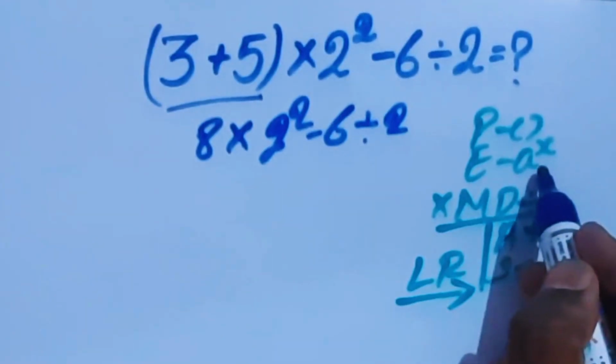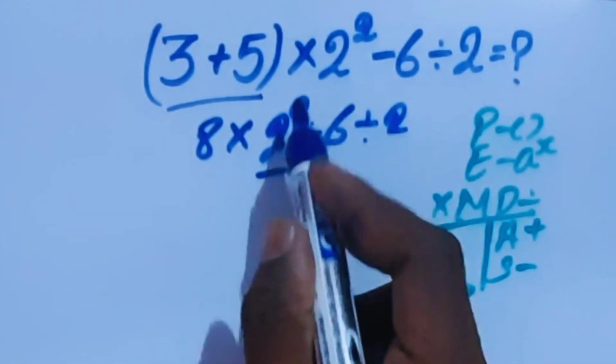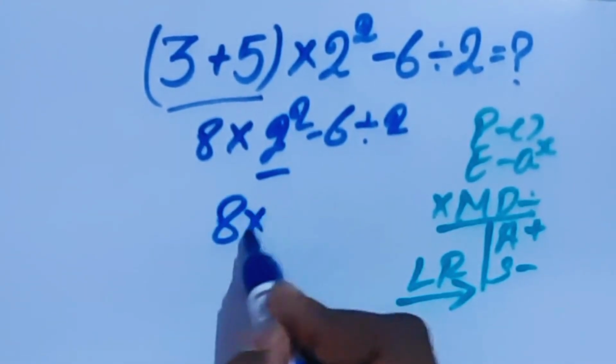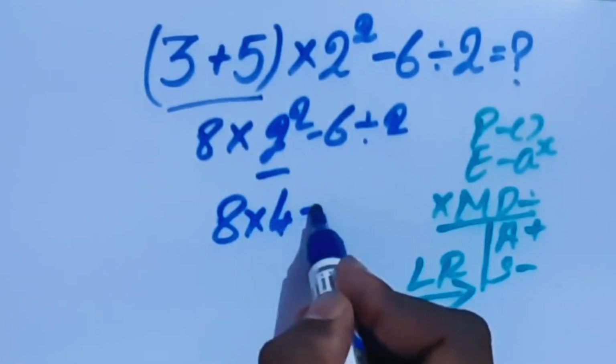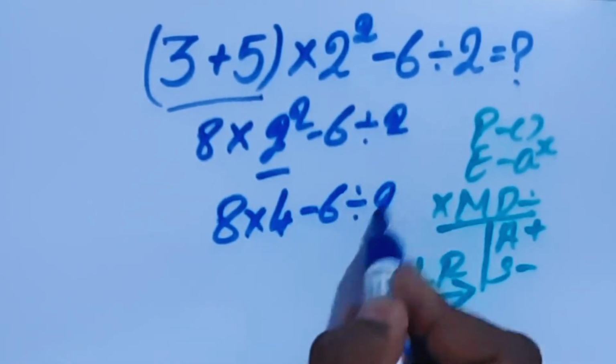Here the next priority is exponent. Exponent is 2 power 2. Here 8 times 2 power 2 is 4 minus 6 divided by 2.